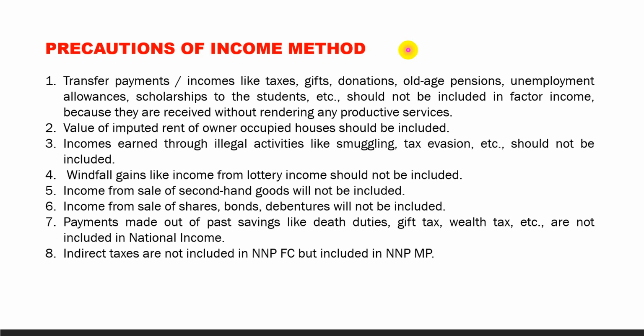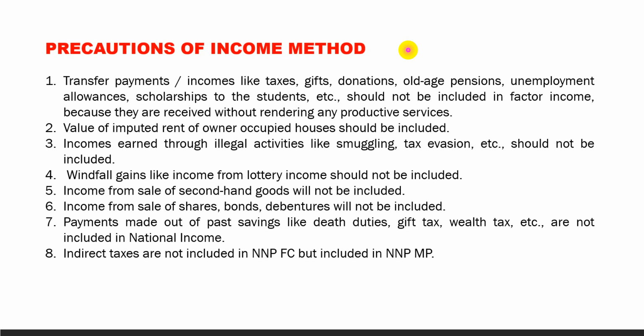The value of imputed rent of owner-occupied houses should be included because if the same house were given on rent elsewhere, it could have earned a certain amount of rent. So it is a factor income and should be included. Incomes earned through illegal activities like smuggling, tax evasion, etc. should not be included.